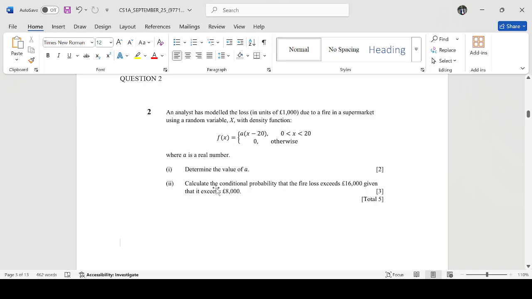Then number two, you're being told to calculate the conditional probability that the fire loss exceeds 16,000 pounds, given that it exceeds 8,000. So we can dive into our solution.